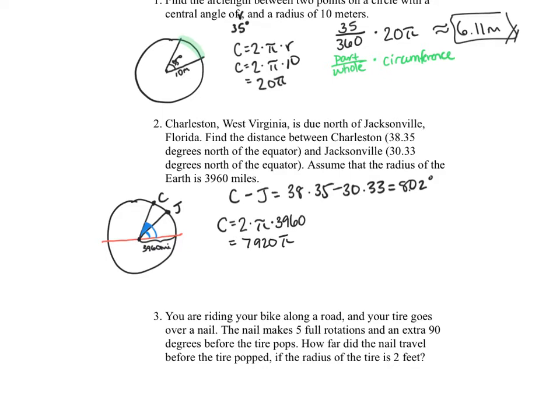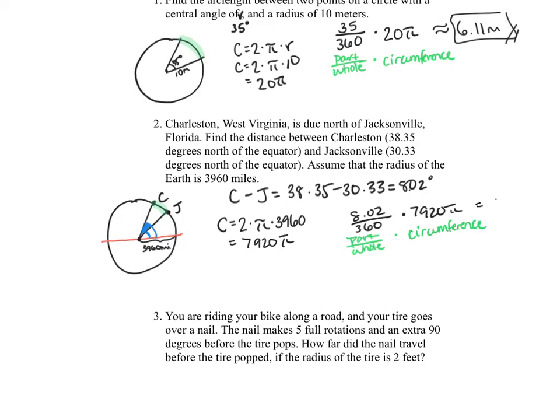We get that is going to be 7,920 pi. So from here, again, my part over my whole, or in this case, since we're looking for just this sliver right here, I'm going to look for this part of that angle, which is going to be 8.02 over 360, or like we said, part over the whole. And we're going to multiply that by 7,920 pi, also known as the circumference.